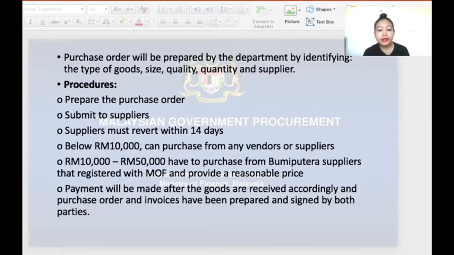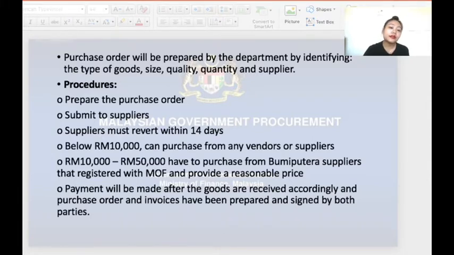So meaning to say that for below 10,000, they can choose any vendors or suppliers, even though it is not from Bumiputra suppliers, yeah, as long as the price is reasonable enough for the purchase. Payment will be made after the goods are received accordingly, and the purchase order and invoices have been prepared and signed by both parties.